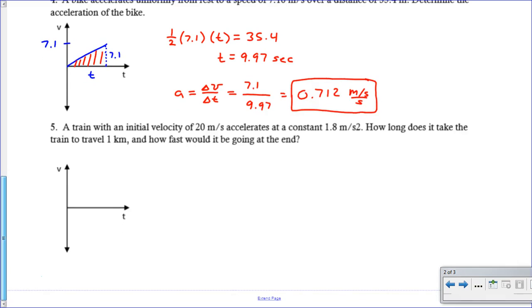Okay. Number 5. This one is getting pretty tricky now. It says that we have a train. It has an initial velocity of 20 meters per second, accelerating at a constant 1.8 meters per second squared. How long does it take for the train to travel 1 kilometer, and how fast would it be going at the end? So what we've got here is a train. It has an initial velocity of 20. But since its acceleration is positive, we know that it's going to have a positive slope. So this velocity is going to keep going up as time goes by.